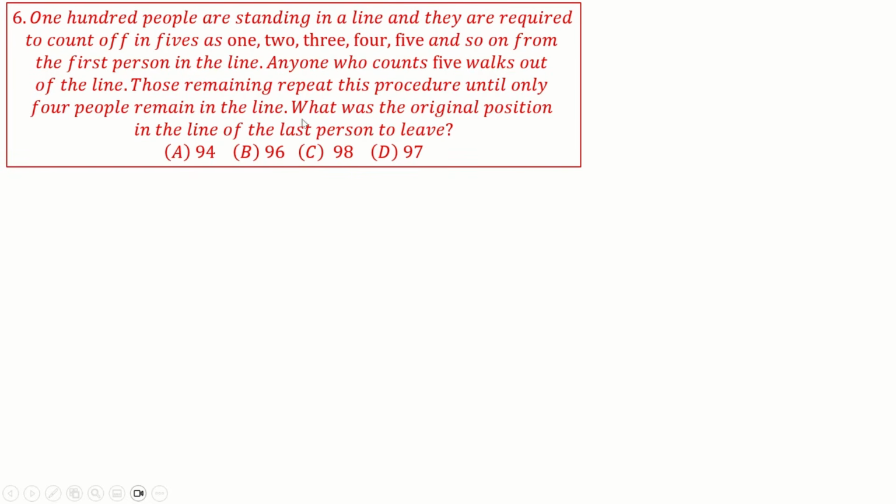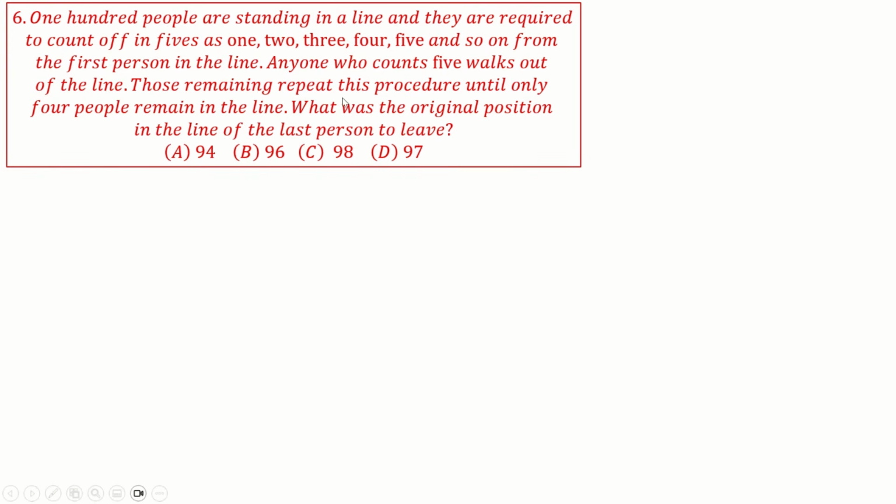100 people are standing in a line and they are required to count off in fives as 1, 2, 3, 4 and 5, and so on from the first person in line, and then repeat basically. Anyone who counts 5 walks out of the line. So every fifth person will go off.